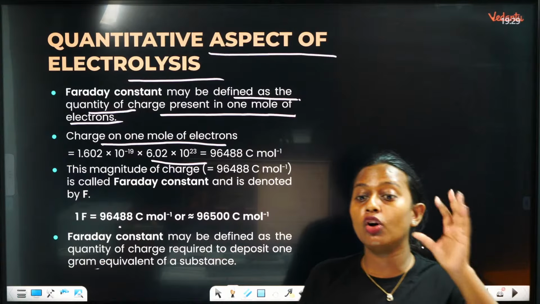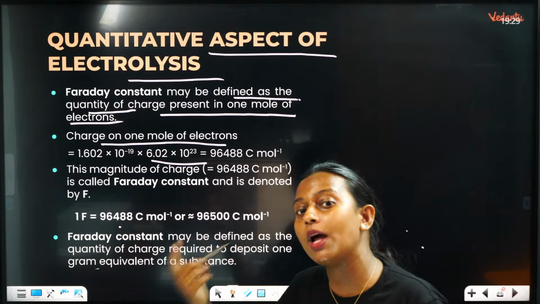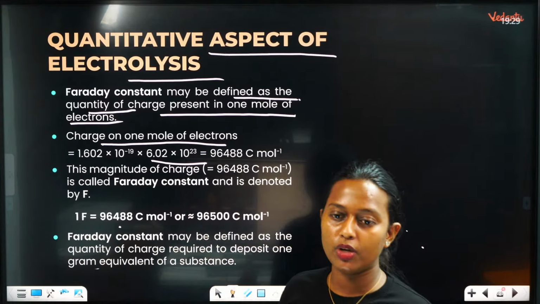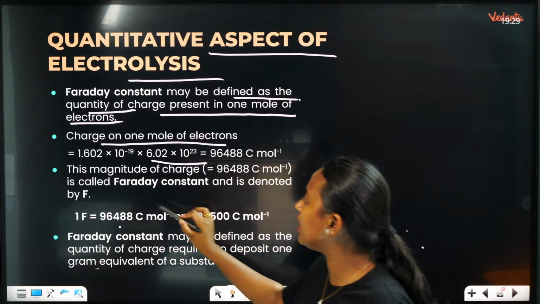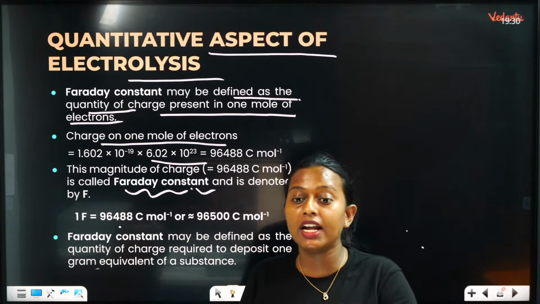So what is the charge of 1 mole of electrons? That is 96488. When we round it off, we write 96500. So that is actually Faraday's constant.